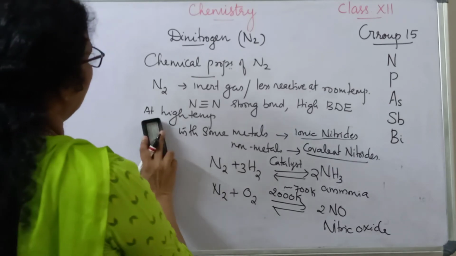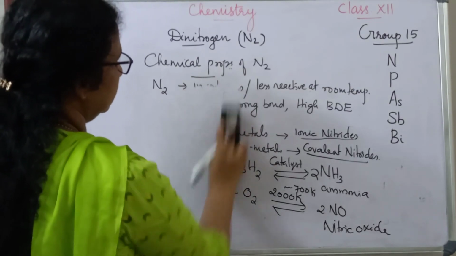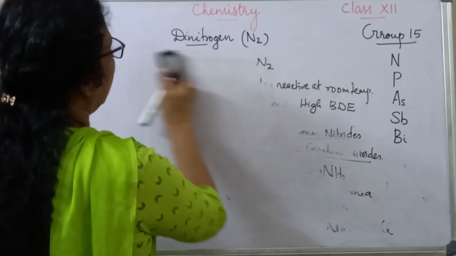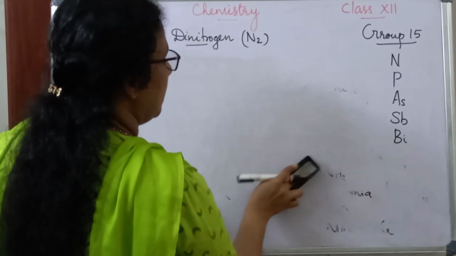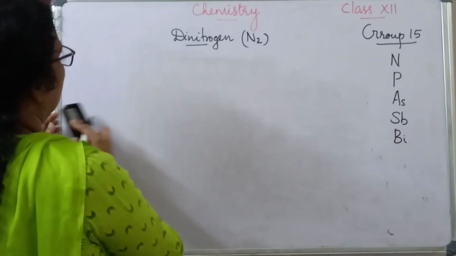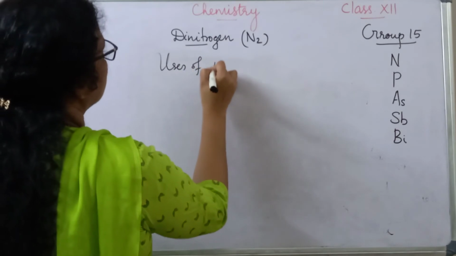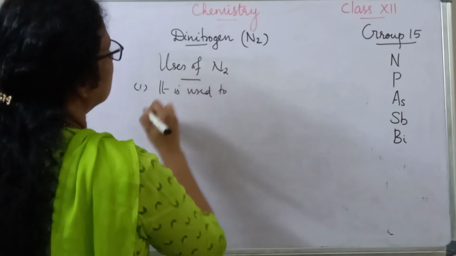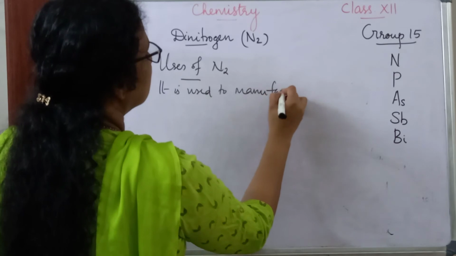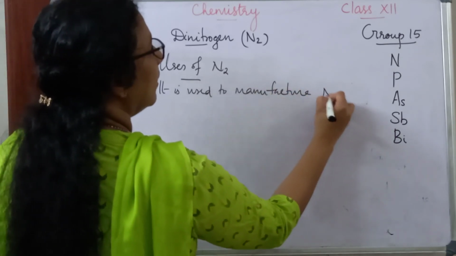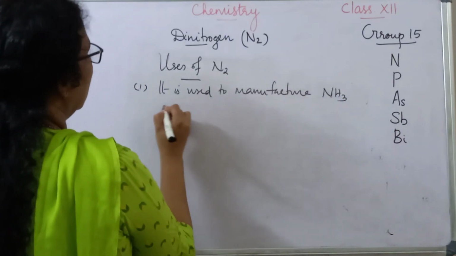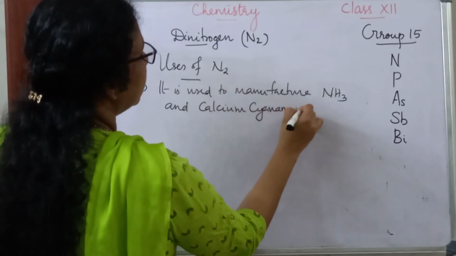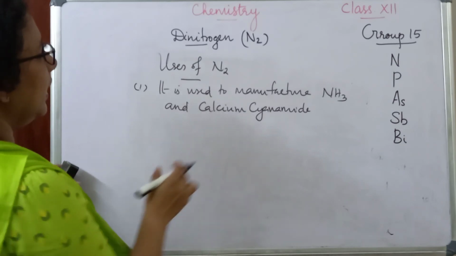Now let us see the uses of nitrogen. The first one is it is used to manufacture chemicals like ammonia, NH3, and calcium cyanamide, which is a fertilizer. So it can be used to prepare ammonia and calcium cyanamide.